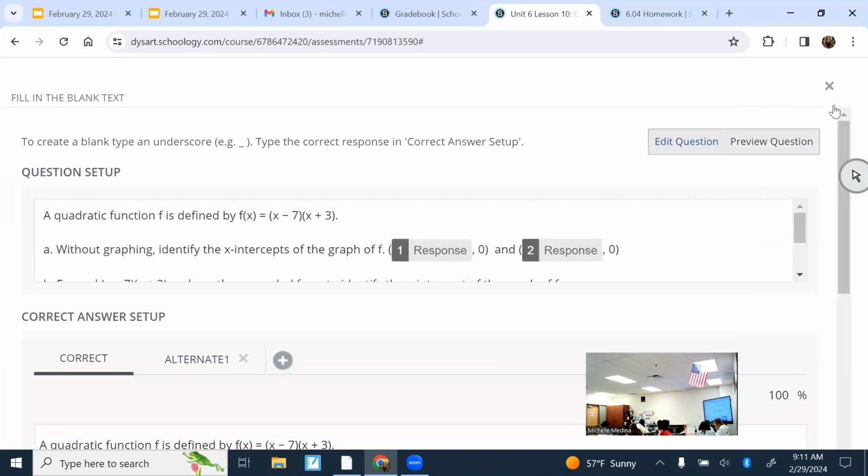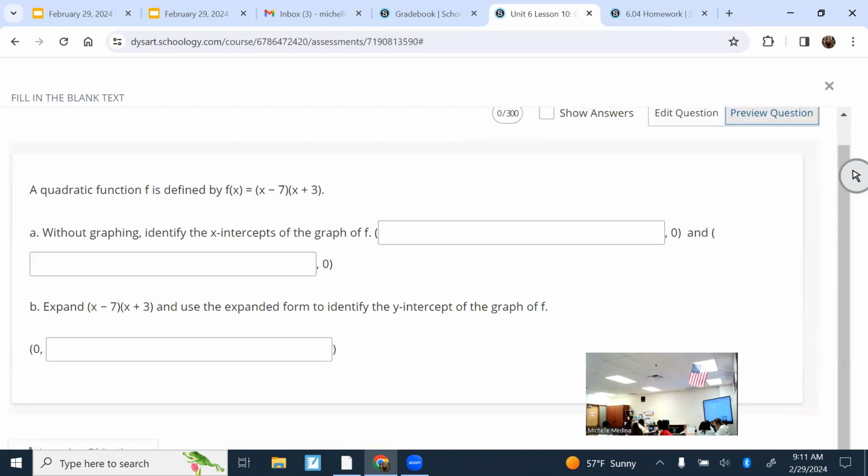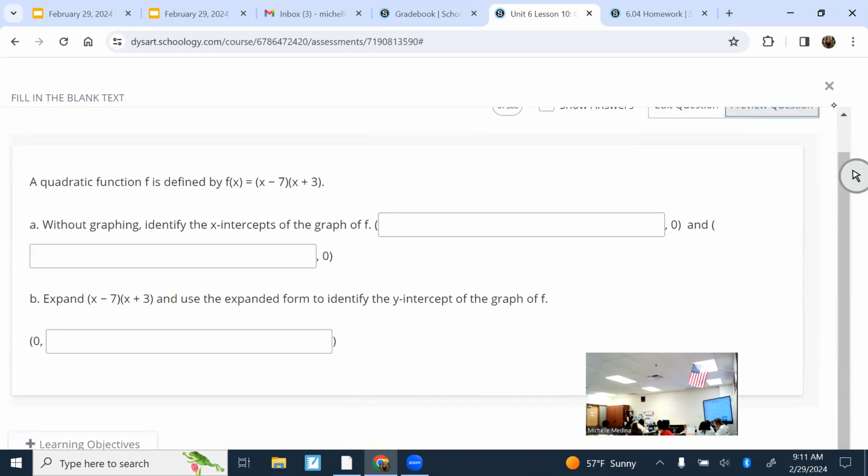Correct, so number 1 on today's practice. We have this quadratic function described by x minus 7 times x plus 3. And it says, without graphing, identify the x-intercepts, and it looks like it wants you to put them in coordinate form. And then it says, expand it down here, which really just means like FOIL, distribute, basically get the standard form to find your y-intercept for that one.